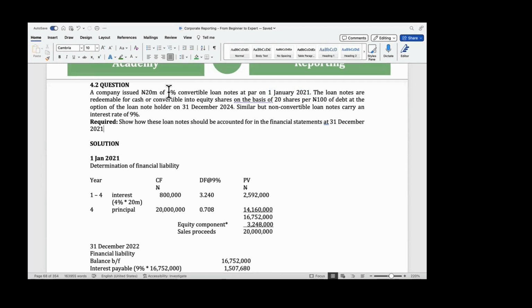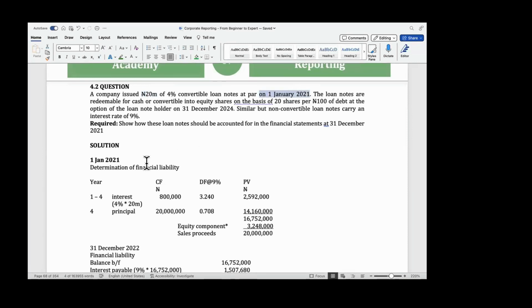So this is also a convertible loan note. And whenever you have that, you have to separate the money you borrowed into equity and liability at the date you borrowed it, in this case, 1st January 2021. So in January 2021, we determine the financial liability.